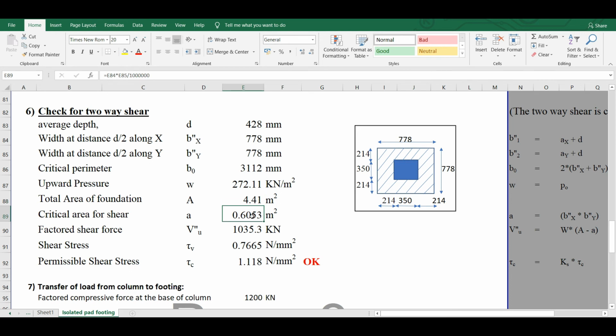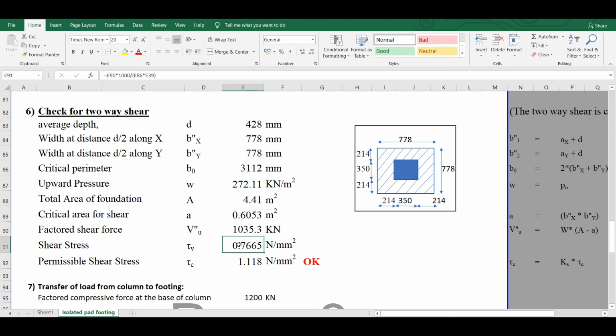Now what will be the critical area for shear? So the critical area for shear will be 778 multiplied by 778 and dividing it by 10 to the power 6 to convert it into meter square. Now the factored shear force is equal to the net upward pressure multiplied by capital A minus small a, where capital A is the total area of foundation and small a is the critical area for shear. So the factored shear force will come out to be 1035.3 kilonewton.